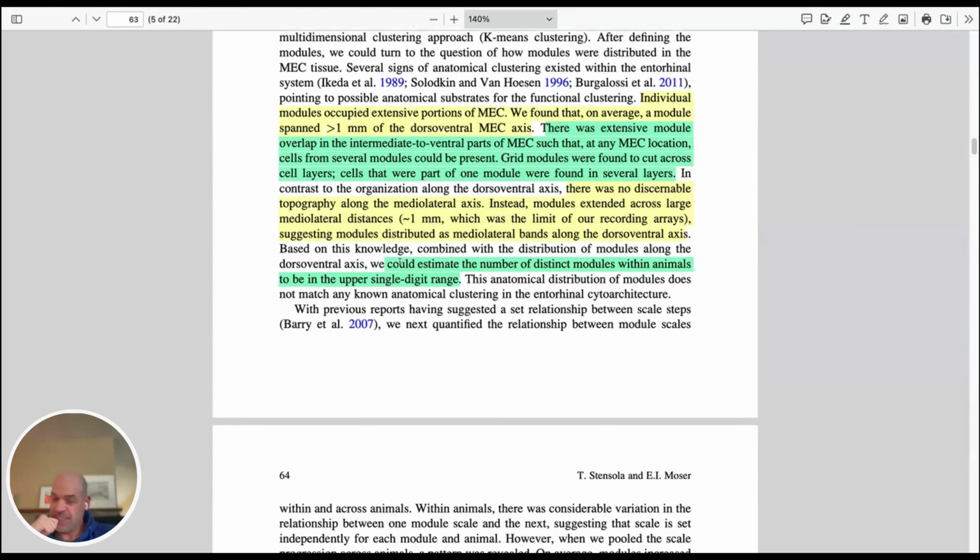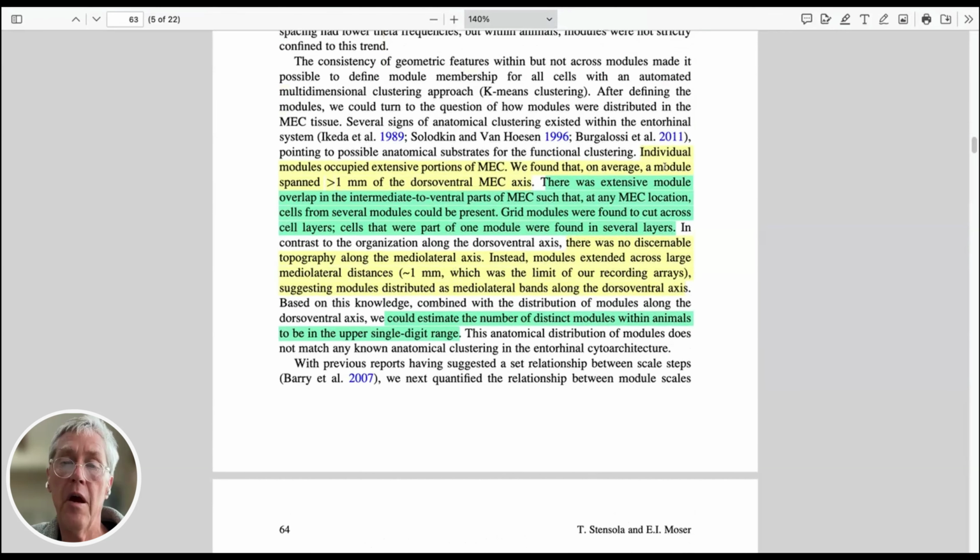And I got a question. One second, let me just finish it up. Then they could estimate the number of distinct modules in the animals to be in the upper single digit range. So that was consistent with what we've heard before. Yeah, Scott, go ahead.